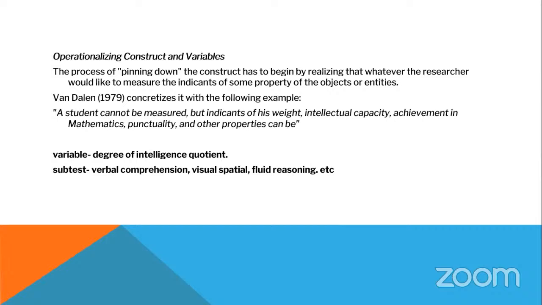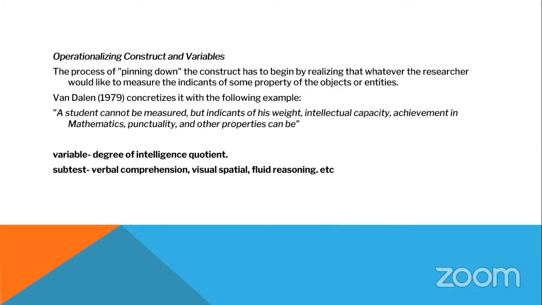Now we can see what is operationalizing construct and variables. Here I'll tell you this in a simple manner. Take a student. A student as a whole cannot be measured. But in the case of his weight, intellectual capacity, achievement, punctuality, in these cases we can measure the student. But all together as a student, it is not possible. So we can measure the student in simpler terms according to his intellectual capacity, achievement in mathematics, punctuality. That is a difference between this construct and this concept. We are coming to that.